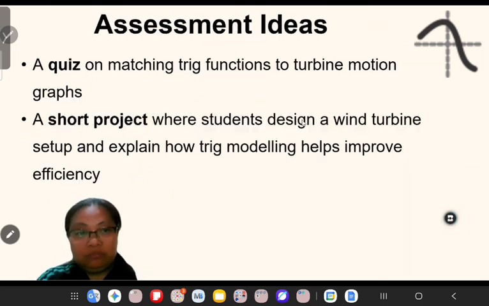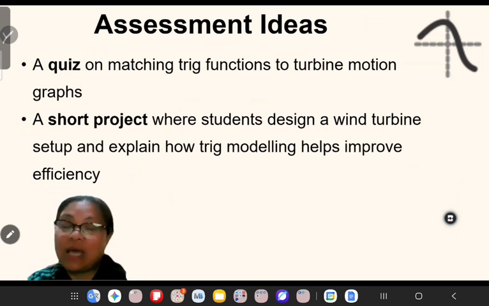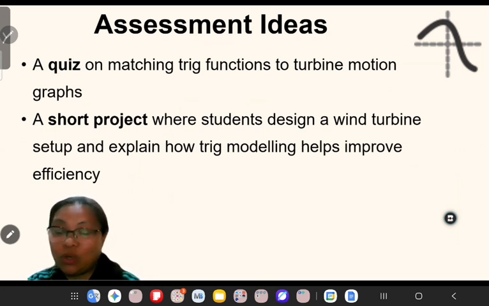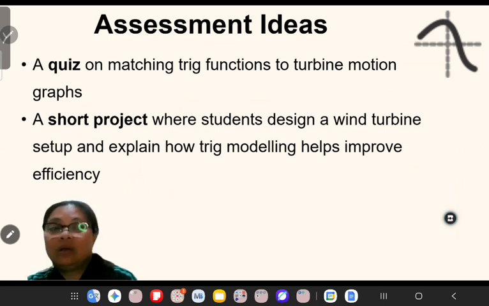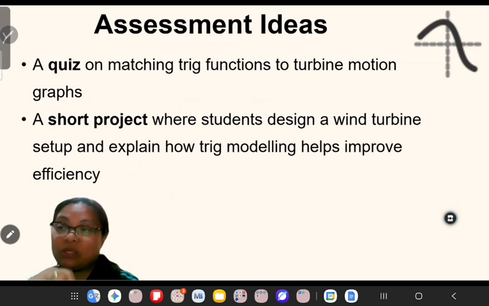And then, in terms of assessment, that last one can be used as an assessment, or it can also be a short quiz on matching trig functions to turbine motion graphs, or a short project where students design a wind turbine setup and explain how trigonometric modeling helps improve the efficiency of the output.